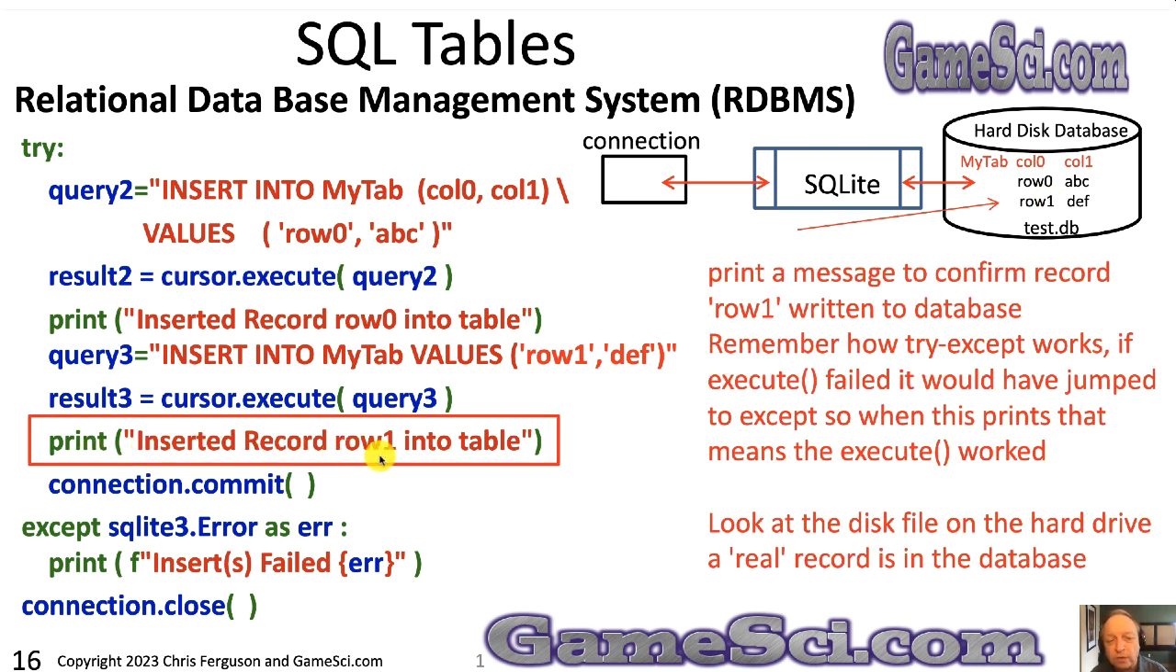Print inserted record row 1 into the table. Another print message to confirm record row 1 was written to the database. Remember how try except works. If execute failed, it would have jumped to except. So when this prints, that means execute worked. If this command failed, it would have jumped over this code to the except command. When it reaches this line, it means the command above it worked.